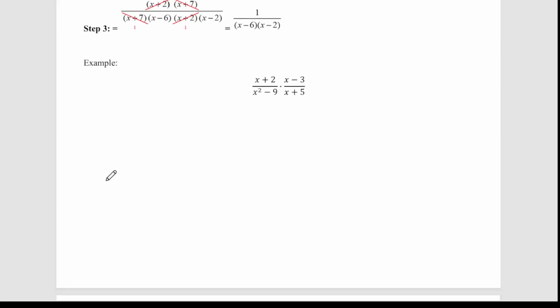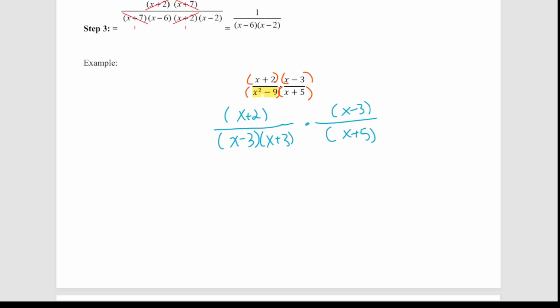So let's take a look at another similar example. So what we're going to want to do here, first of all, is toss on some parentheses where they aren't already. Then I'm going to notice that this part of this denominator should actually factor further. So I'm going to factor that: x plus 2 over x squared minus 9, and x squared minus 9 is the same thing as x squared minus 3 squared. So that's the difference of squares, which is going to factor into x minus 3, x plus 3, times, and then we've got x minus 3 over x plus 5.